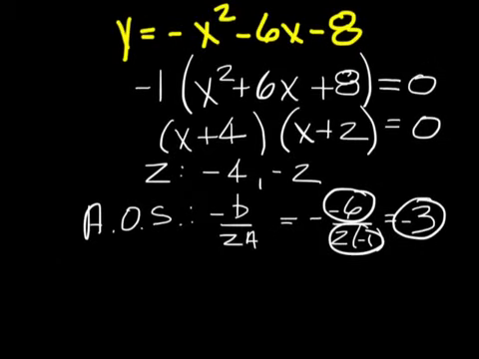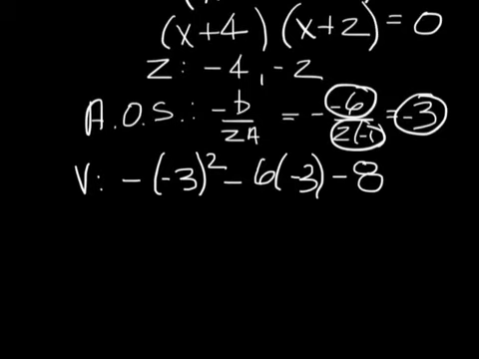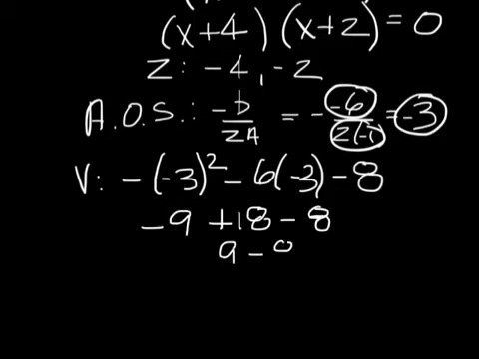So we'll go to the vertex, and on the vertex we will have a negative 3 squared minus 6 times a negative 3, and then minus 8. So this will be a negative 9 plus 18 minus 8. That's going to be 9 minus 8, which is 1. So we would have a vertex of negative 3, 1.